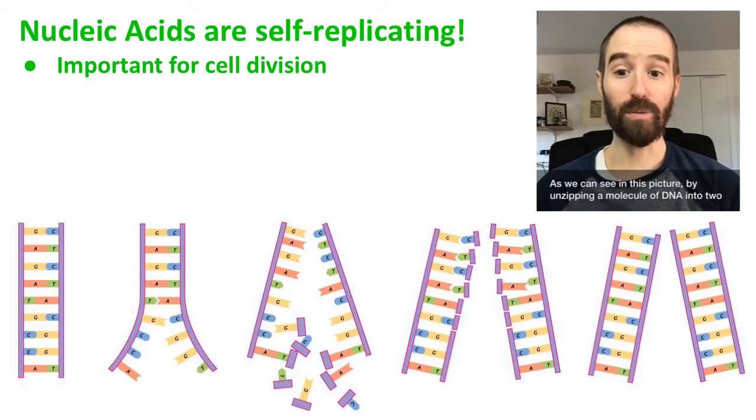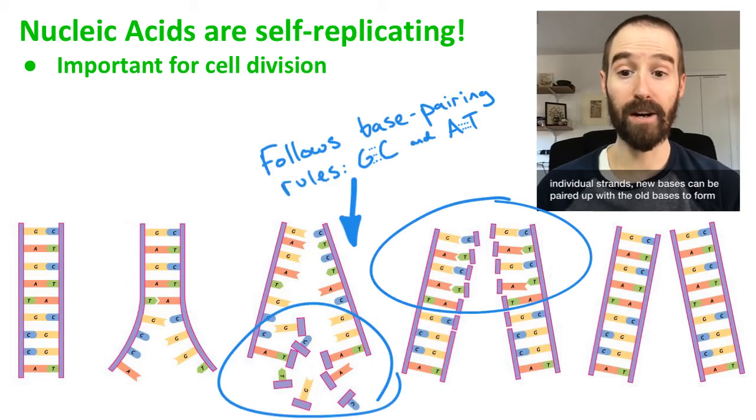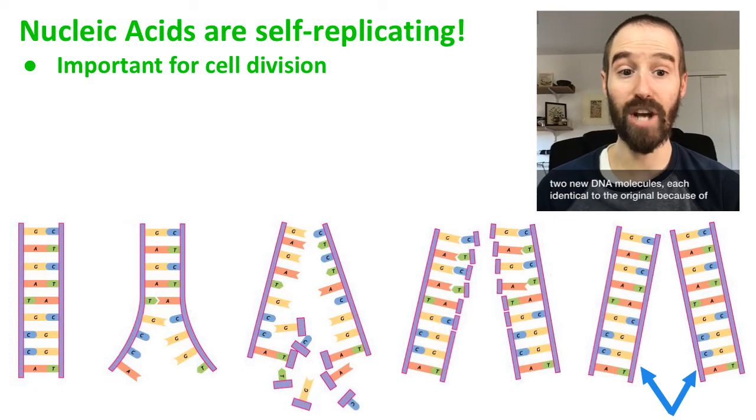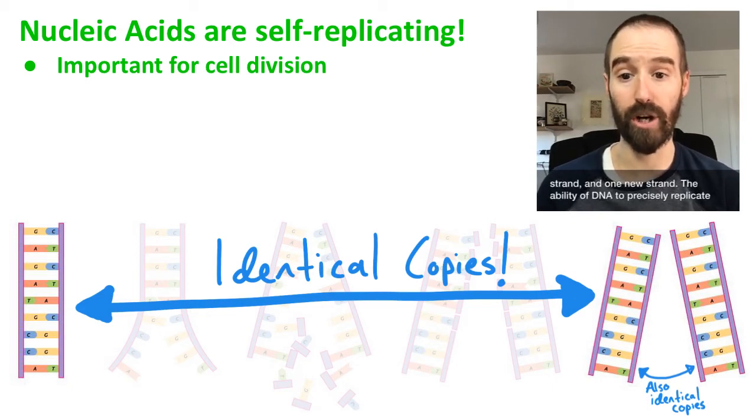As we can see in this picture, by unzipping a molecule of DNA into 2 individual strands, new bases can be paired up with the old bases to form 2 new DNA molecules, each identical to the original because of the base pairing rules we just talked about, and each made of 1 original strand and 1 new strand.